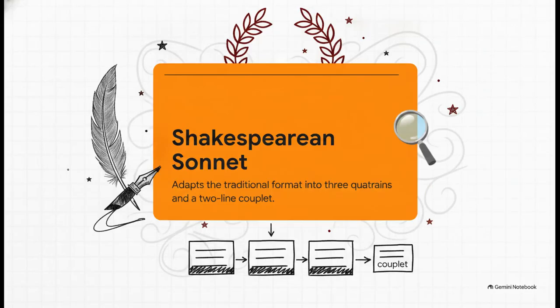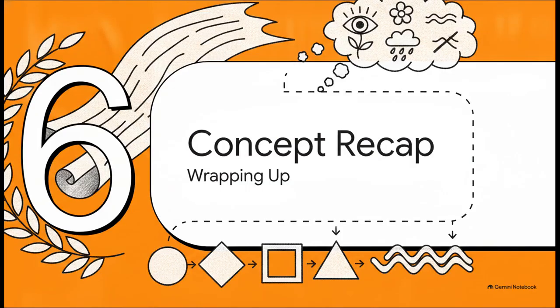If you guessed the Shakespearean sonnet, you hit the nail right on the head. Remember, Shakespeare adapted that older Petrarchan format into his own highly specific 14-line blueprint. And that allowed him to build his arguments over 3 distinct quatrains before delivering one final powerful punch in that closing couplet. And finally, Section 6, our concept recap.